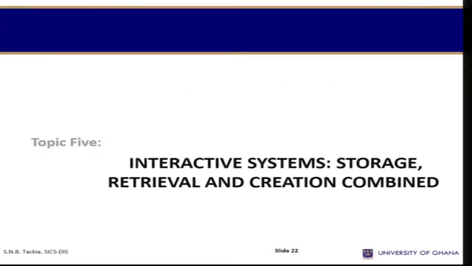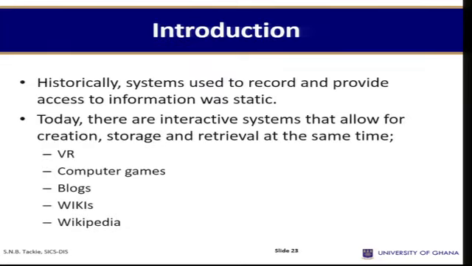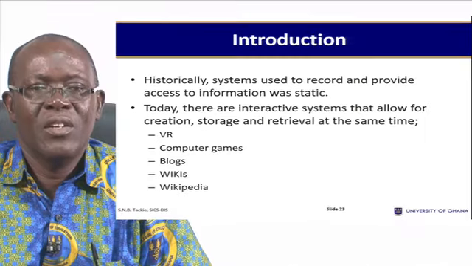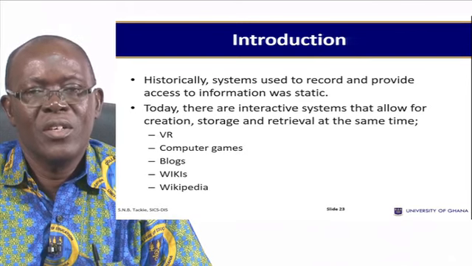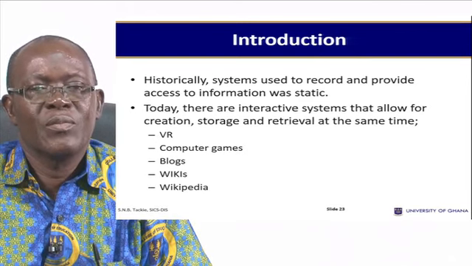The interactive system: storage, retrieval, and creation combined. Historically, there were systems that used to record and provide access to information in a static manner. Today, all these have changed. We have interactive systems that allow for creation, storage, and retrieval of information at the same time. So we have computer games, we have blogs, we have wikis, Wikipedia, and the likes.